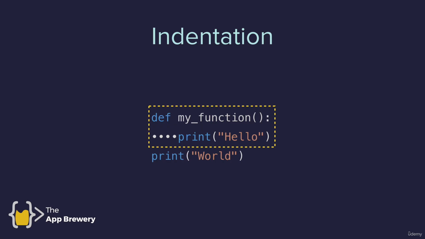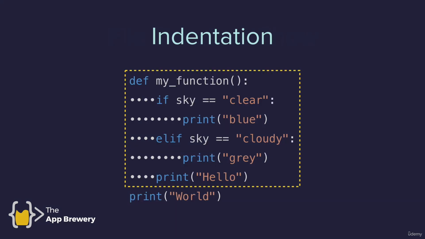So this is the equivalent of this code, where we've got this print hello being inside the my function, and this print world being outside and at the same indentation level as this function definition. Now the indentation gets a little bit more complicated when we have other blocks of code.